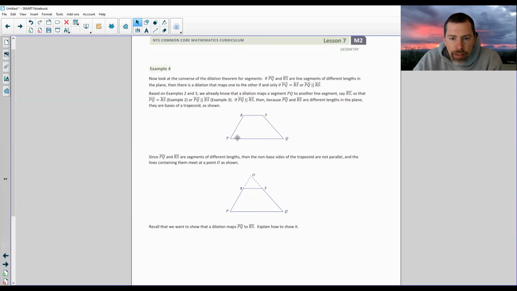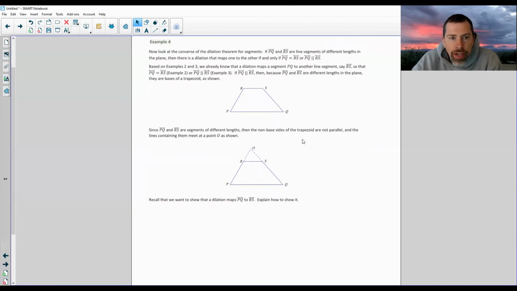So what they're basically saying is if PQ and RS are not equal, like here, example 2, but in fact parallel, like example 3, and they are different lengths because they're dilated, then if you connect the endpoints of the segments, it creates a trapezoid. Since segment PQ and segment RS are segments of different lengths, then the non-base sides of the trapezoid are not parallel, and the lines containing them meet at a point O as shown. So you can do this with any trapezoid, and you could actually find a point where the sides, if extended, would intersect, and that would be a point of dilation of one side onto the other, and the distance would be the common ratio or the scale factor.